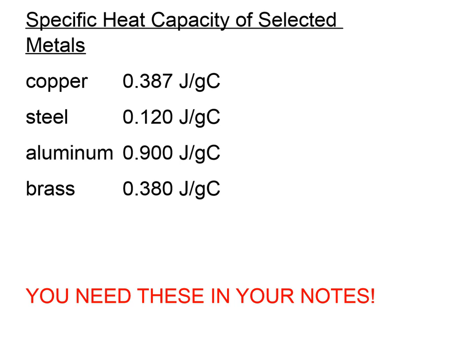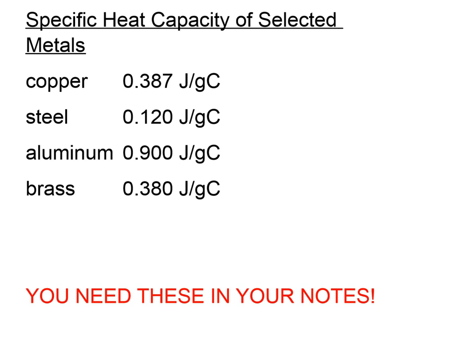We have copper, which is 0.387 joules per gram degree Celsius. We have steel, which is 0.120 joules per gram degree Celsius. Aluminum, which is 0.900 joules per gram degree Celsius. And lastly, we have brass, which is 0.380 joules per gram degree Celsius.